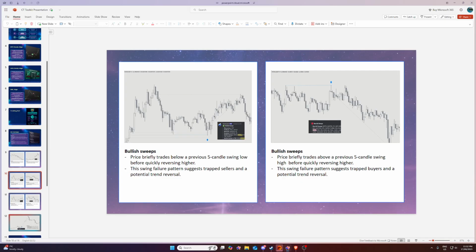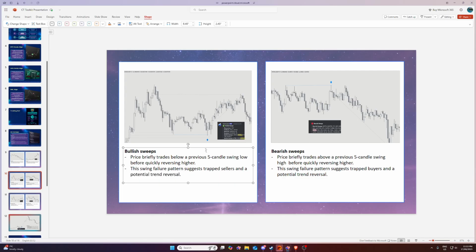We also have bullish sweeps and bearish sweeps. So a bullish sweep is where price sweeps a 4-hour low, like here, and the technical parameter is a 5-candle swing low. So not just any swing low, but a 5-candle one. And basically the idea is that when price moves briefly below a swing low, but swiftly rejects off that level and bounces back, it suggests that there are trapped sellers and points towards a trend reversal.